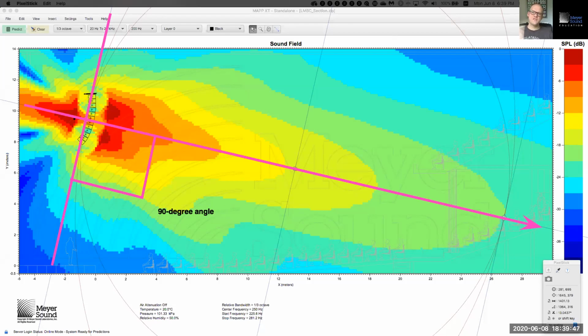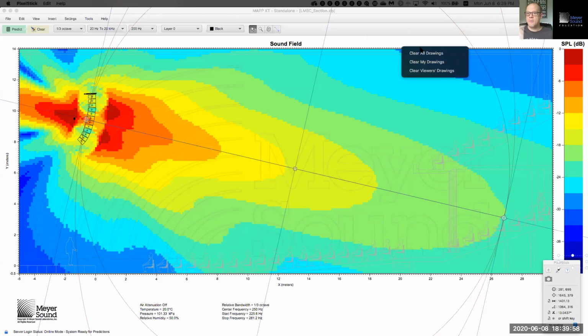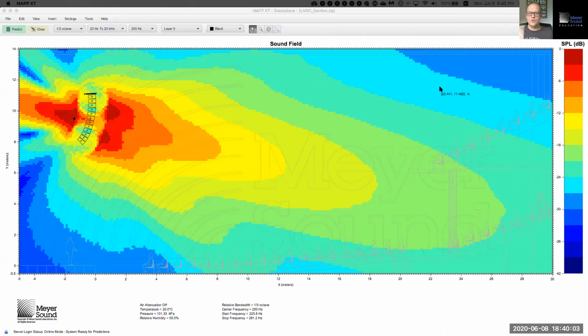So now we need to discuss, why does this happen? Why is the beam so narrow, and why is it overshooting the start of the audience, making a nosedive underneath the balcony? And more important, what can we do about it? What can we do to change this?